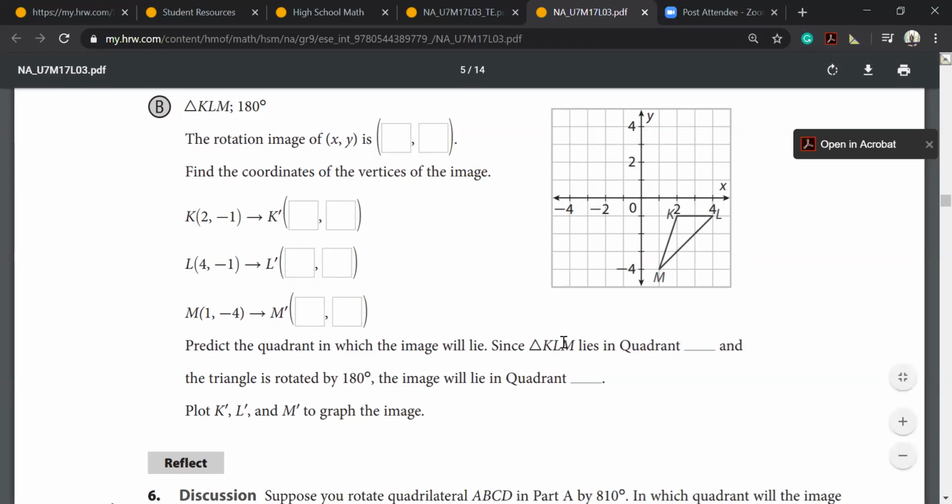Since triangle KLM lies in quadrant 4 and the triangle is rotated by 180, the image will lie in quadrant 2. And then you will plot these points. It will be somewhere in here. Okay?